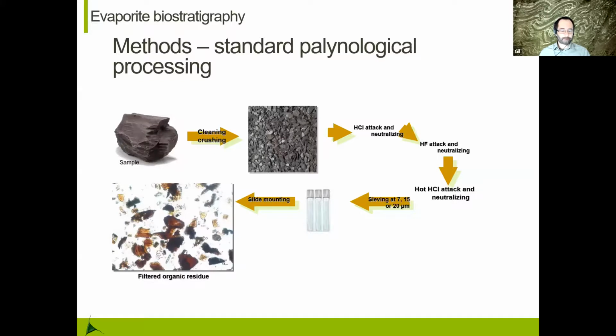Then in some cases it's useful, for example, to use heavy liquids. So you basically separate organic matter from the minerals by using differences in density. So different types of samples will have different types of processing. We now have a standardized method, but with several branches of it, depending on how the sample reacts and depending on the original lithology or mineralogy.